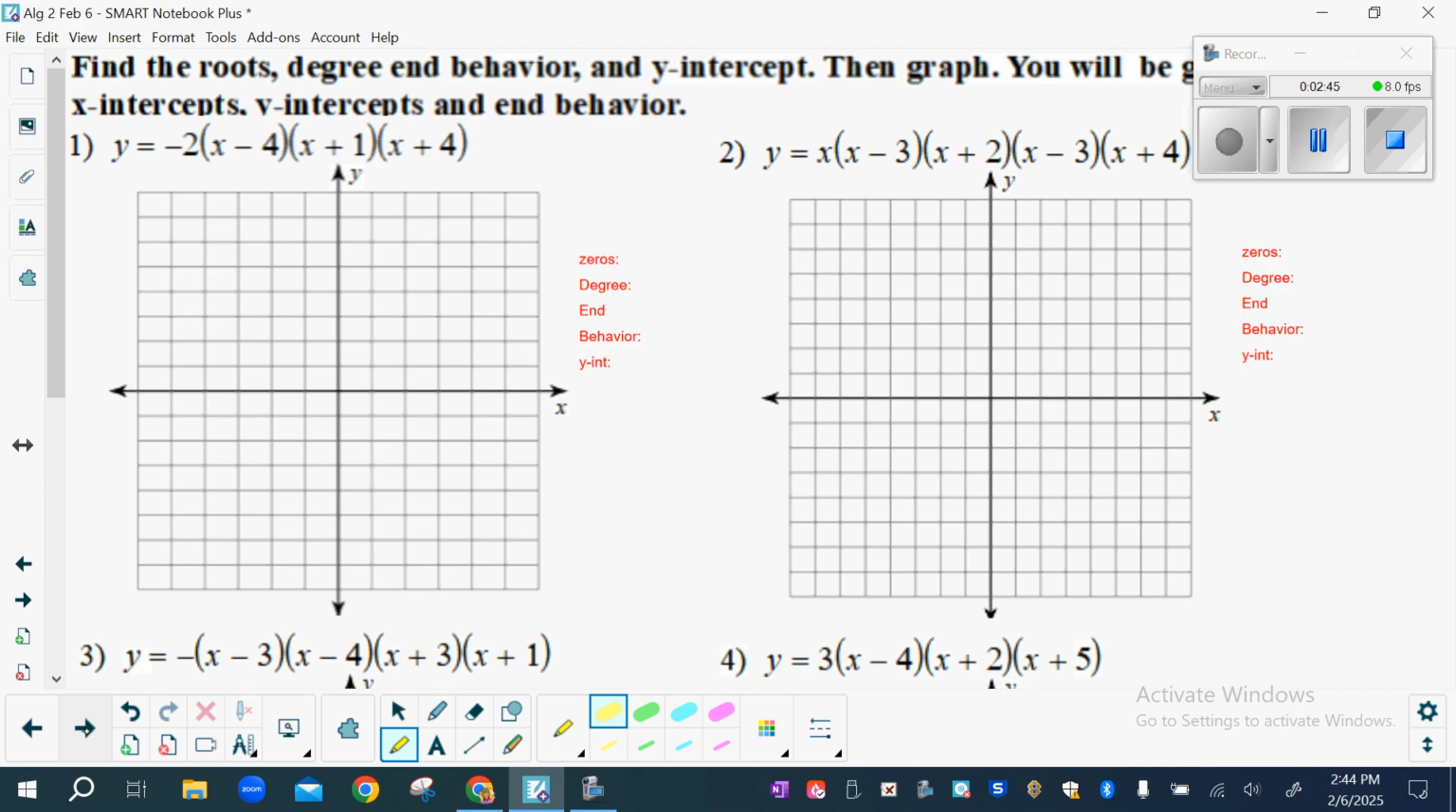First question here. I'm going to call on a group to tell me what the zeros are. This group right here. Tell me what the zeros are at number 1. 4, -1, -4. Yep, good.